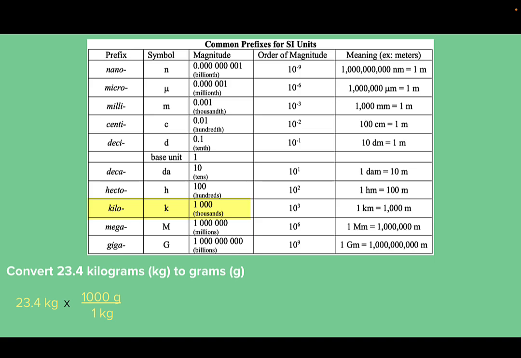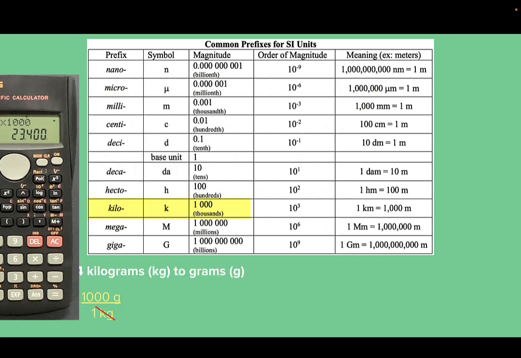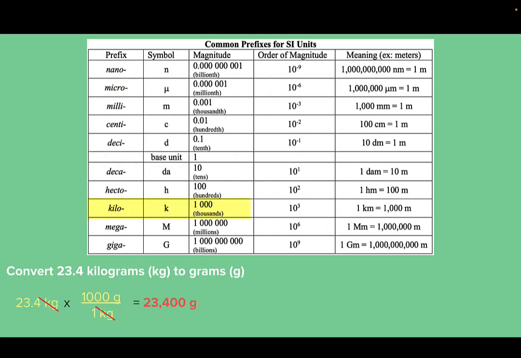Check it out. 1,000 grams per 1 kilogram. And the kilograms cancel. Now solve the problem by multiplying the given number by the numerator of the conversion and then divide by the denominator. So to do this conversion with my calculator, I would multiply 23.4 times 1,000. You can divide by 1 if you want, but hopefully you understand that doing so is not necessary. There are 23,400 grams in 23.4 kilograms. Notice, we just moved the decimal 3 places to the right.